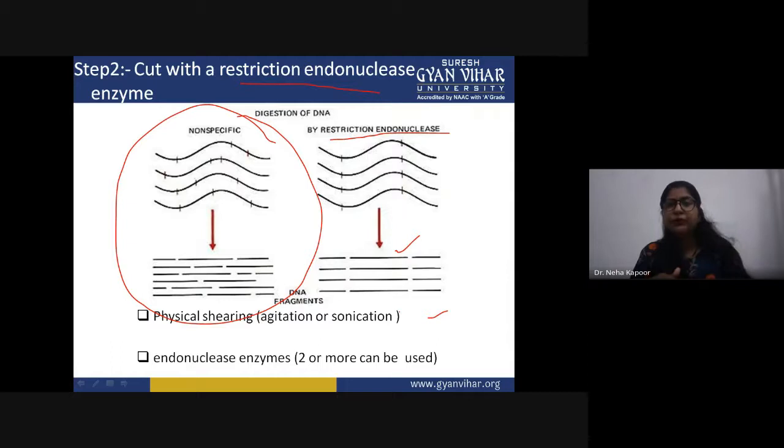Because whenever you go for non-specific cutting, you can use many methods, like giving harsh treatment to the DNA. In that case, non-specific fragments would be generated. For example, due to vigorous shaking, vigorous centrifugation, agitation, or sonication, these non-specific cuts would be obtained, and we don't want that. We need specific fragments, because that is basically required for the further gene cloning process.